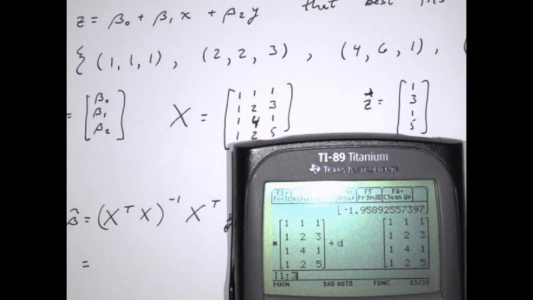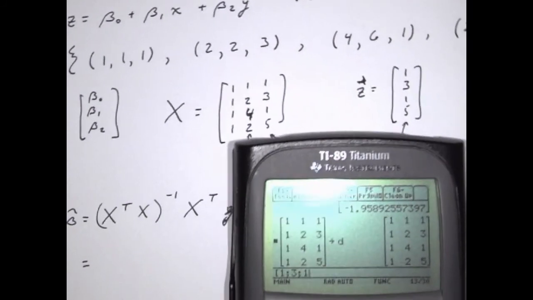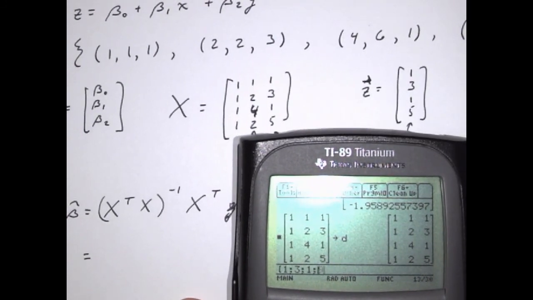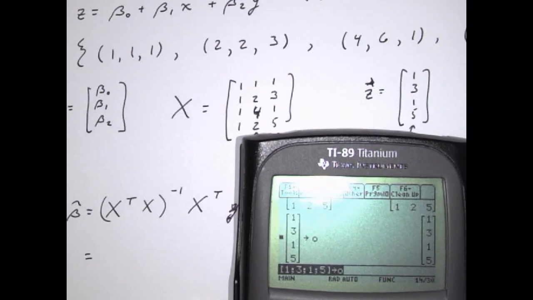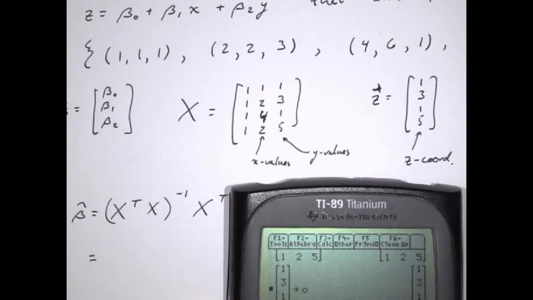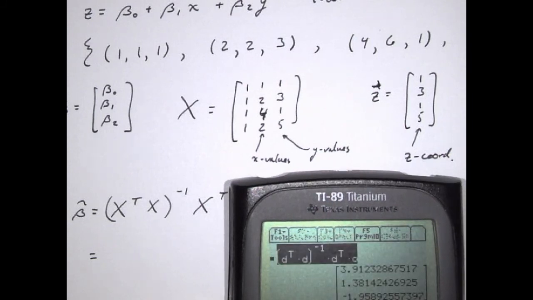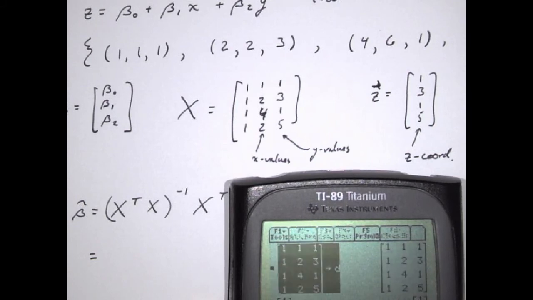So these are now just the z values: 1, 3, 1, 5. Alright, so those are the z values, and I'm going to store those as O for observation vector. And then again, to save me the trouble of having to scroll around and find transposes and such, I can just scroll up to here.